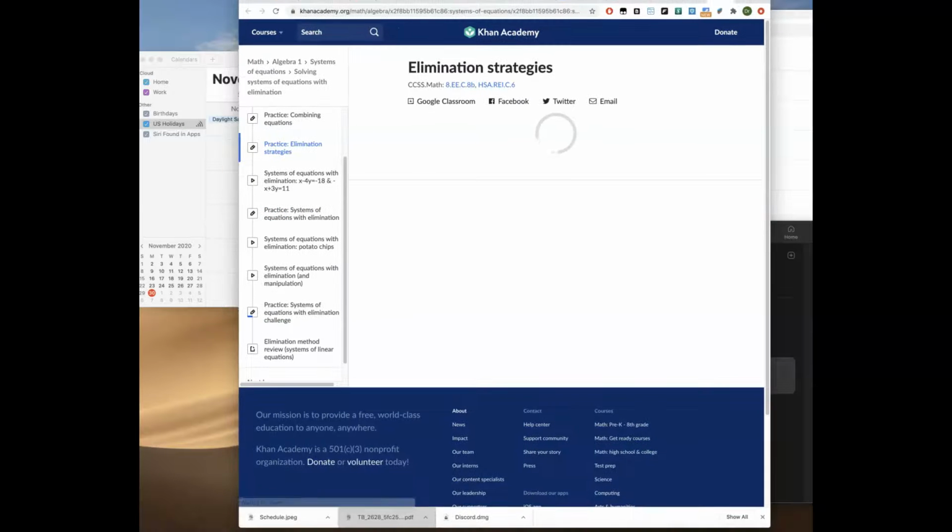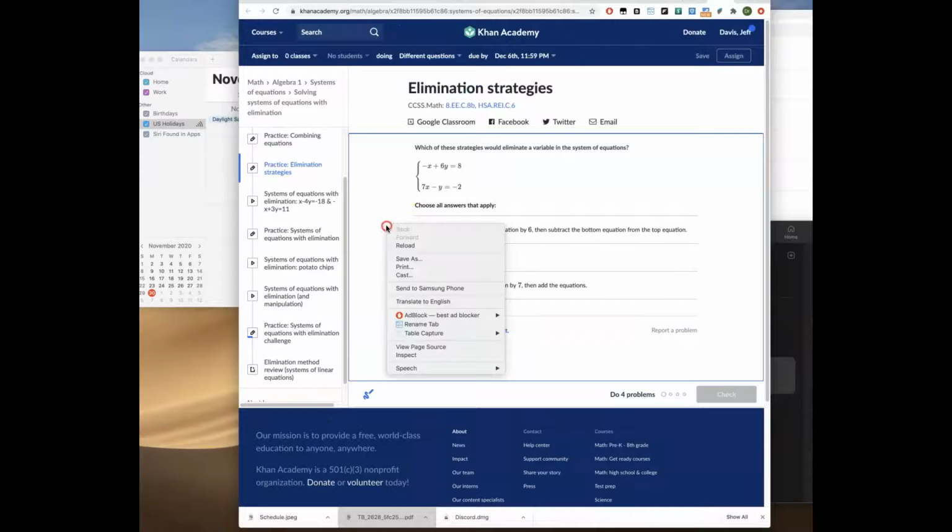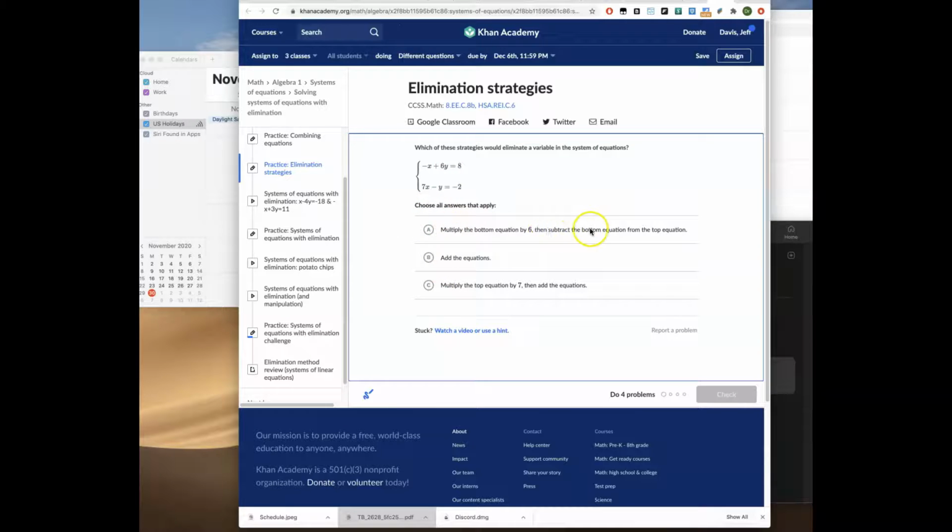If it loads. All right. What I was talking about in the notes was that there are different ways to do some of these. I could choose to eliminate the x's or the y's, and it looks like they're giving you options and saying, which one of these would help? So multiply the bottom equation by 6. If I did that and then subtract, I don't like subtracting because you guys screw it up a lot, but it's possible. So let's do 6 first. 42x minus 6y equals, multiplying by 6, negative 12.